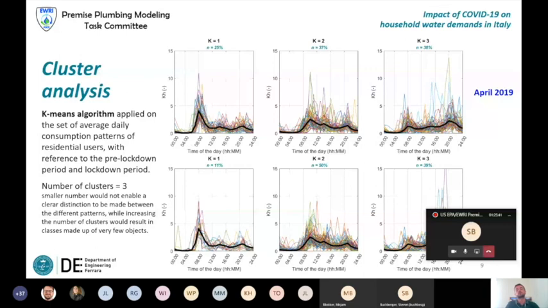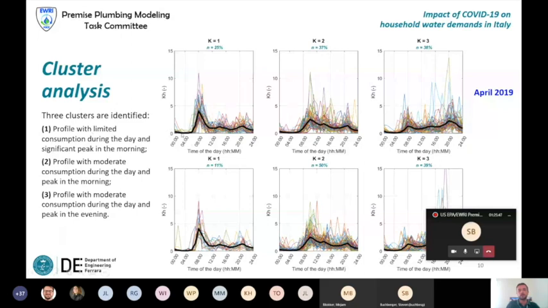In particular, we considered three clusters, and in this figure, I'm showing with the black line the reference pattern of each of these three clusters, whereas each of the colored lines represents the typical weekday pattern of each of the 300 users.